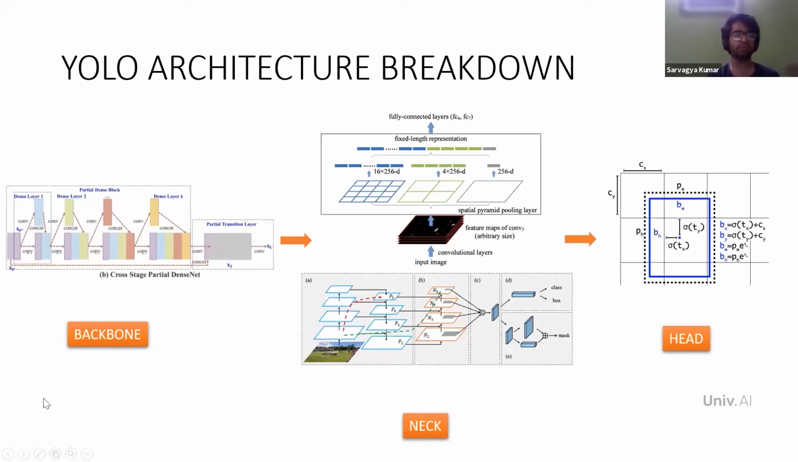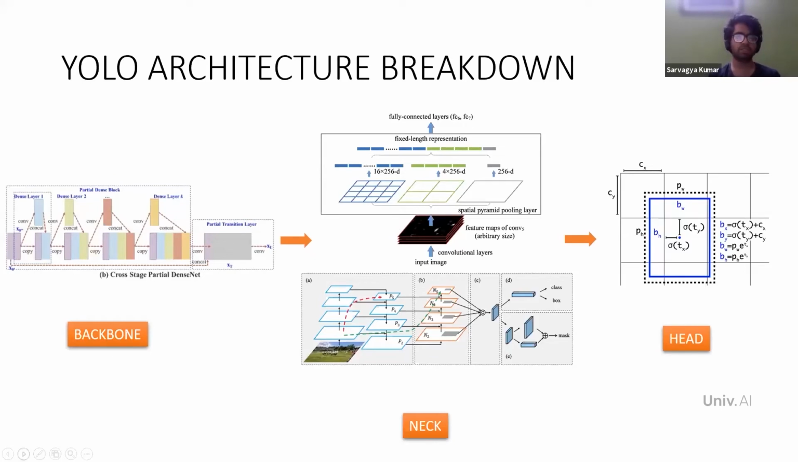So what happens? This way, all the information of the previous layers is carried forward to all the layers. A variation of DenseNet, which is cross-stage partial DenseNet, is used in YOLO, in which the output of the previous layer is split into two parts. One of them, as you can see here, goes to the partial dense block, and the next one just bypasses everything and goes to the last transition layer.